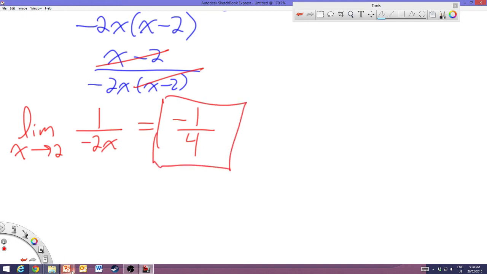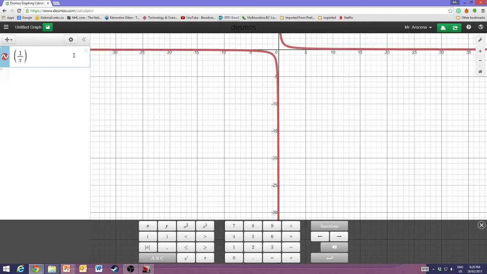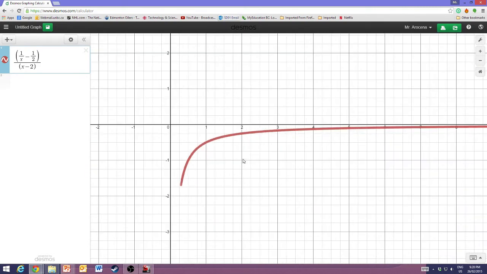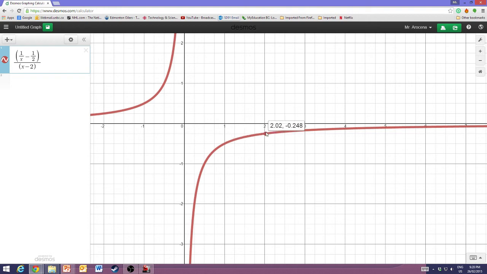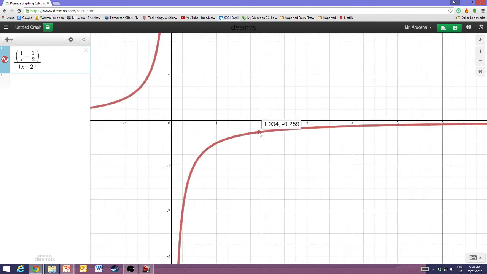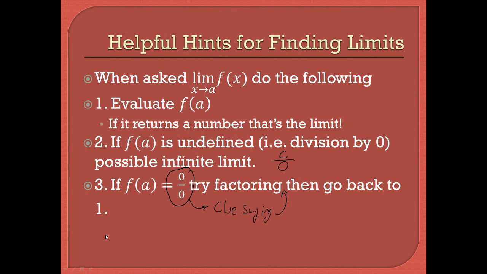Alright, then let us check a graph to make sure things are correct. So the function was (1 over x minus 1 over 2) divided by x minus 2. As x approaches 2, we're approaching negative 1/4, you can see, which is exactly what we got. So that is some additional limit rules and some helpful hints on how to find limits.